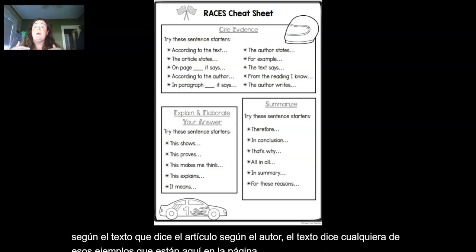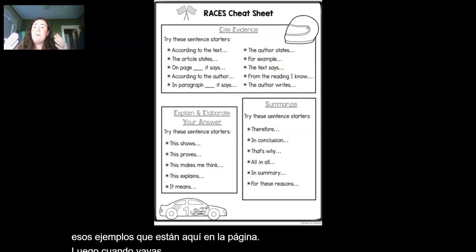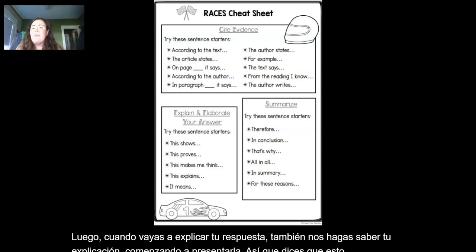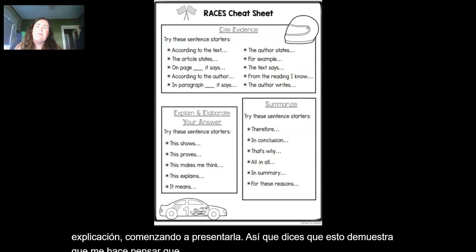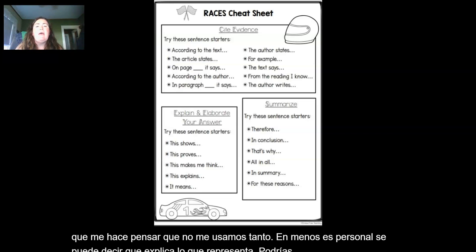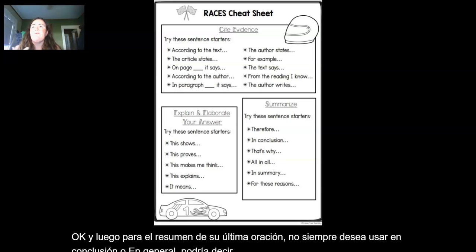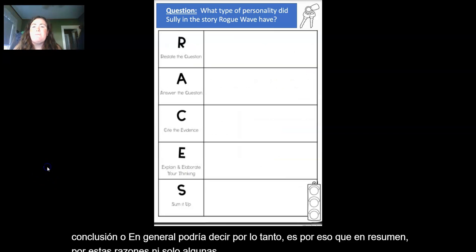Then when you go to explain your answer, you also let us know your explanation is starting. You introduce it. So you say this shows, it proves, it makes me think. We don't use the "me" that much unless it's personal. You could say it explains, it depicts. You could tell us what it's showing, okay? And then for the summarize, for your last sentence, you don't always want to use in conclusion or all in all. You could say therefore, that's why, in summary, for these reasons. So these are just some things to help you know what to say.